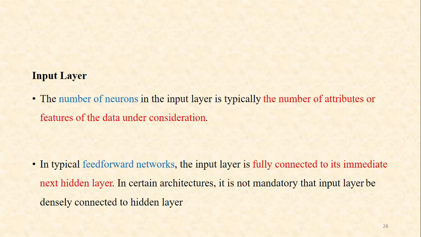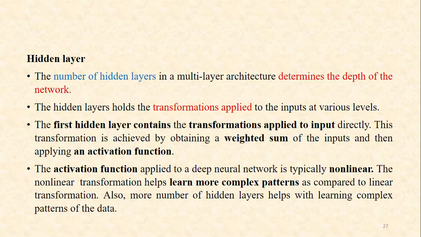Input layer. The number of neurons in the input layer is typically the number of attributes or features of the data under consideration. In typical feed-forward networks, the input layer is fully connected to its immediate next hidden layer. In certain architectures, it is not mandatory that the input layer be densely connected to hidden layers. Hidden layer.